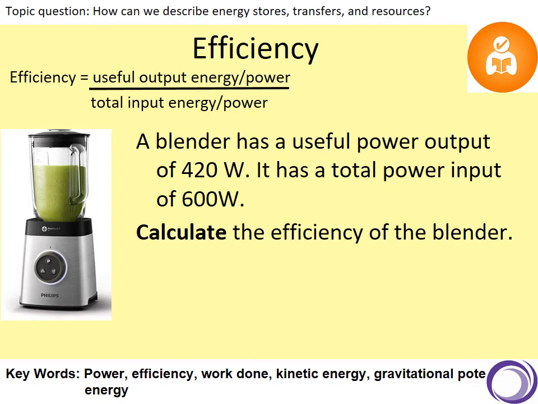We can describe efficiency using an equation where it's your useful output energy or power divided by your total input energy or power. So here's an example to have a go at using that equation. A blender has a useful power output of 420 watts. It has a total power input of 600 watts. Calculate the efficiency of the blender.